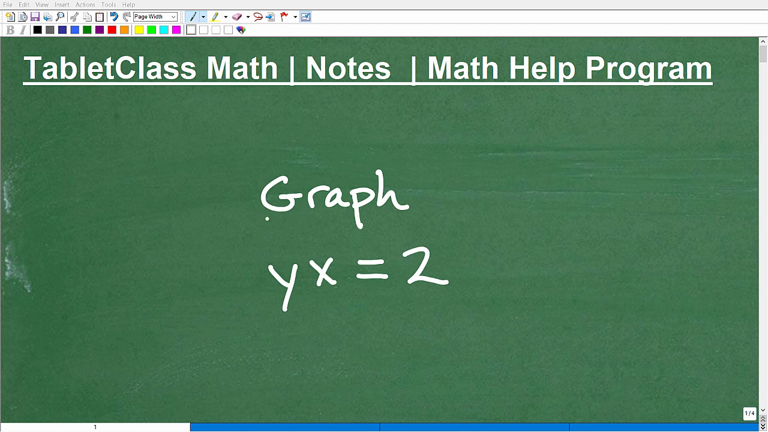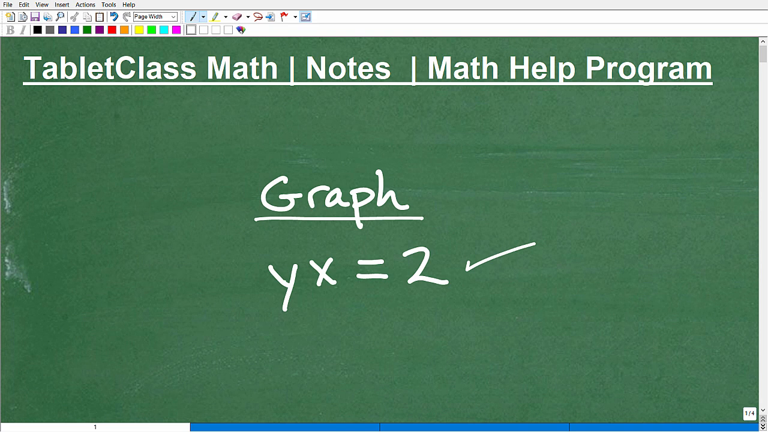Okay, so we're going to go ahead and graph yx is equal to 2. This is going to be an interesting problem, and an introduction, maybe for some of you who haven't tackled a problem like this, to some more advanced concepts. This is not just a simple line or some basic shape. We're going to have to get into a couple of things with this particular problem.